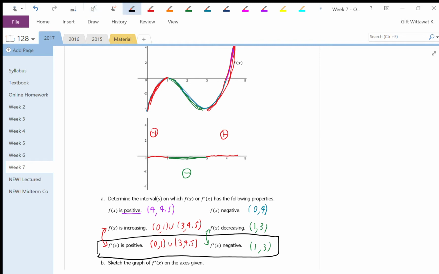So let me do that. Let's say it should look something like this. Notice how this satisfies the condition that I have. It lies above the x-axis on the red interval. It lies below the x-axis on the green interval. There's no way I can be exact at the moment, so I'm going to leave that as the answer for now.